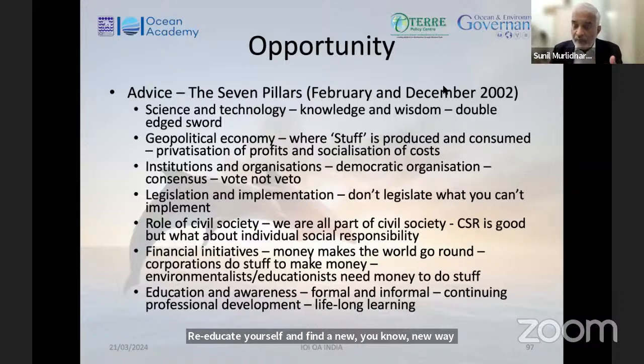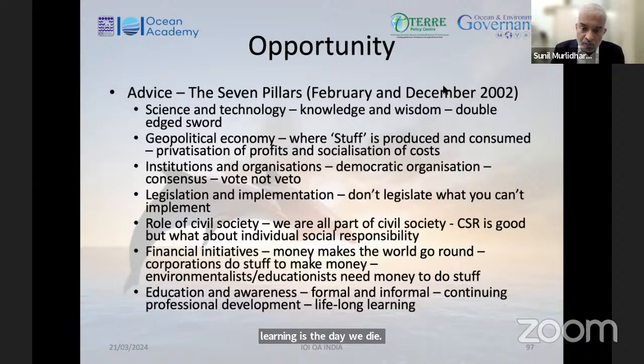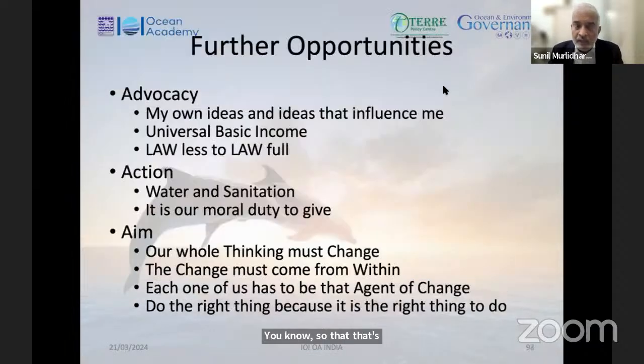So what we are doing now is probably part of that continuing professional development, or what we call lifelong learning. It's very important to know that we must continue to learn, because the day we stop learning is the day we die. So that's very important from that point of view. And then further opportunities.